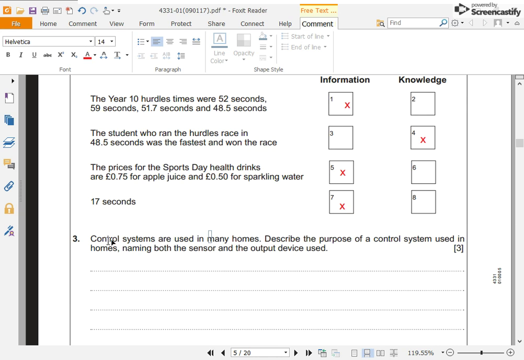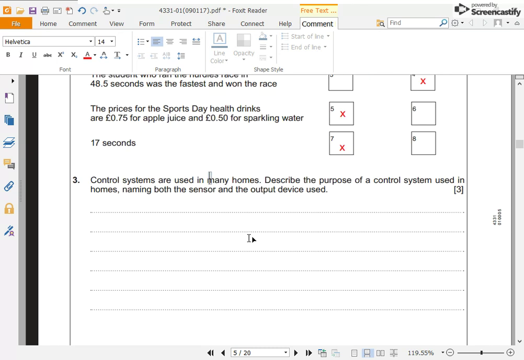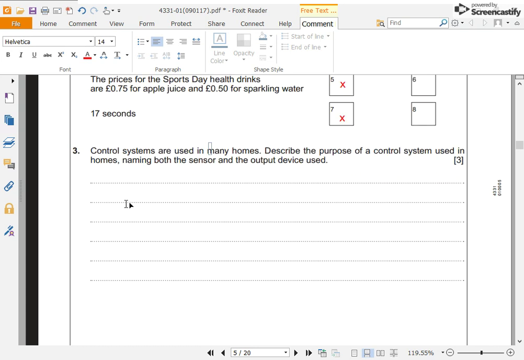Okay, and next up, number 3, control systems are used in many homes. Describe the purpose of a control system used in homes, naming both the sensor and the output device. So we've talked a lot about these. There are some specific sensors that you need to talk about, and you need to be specific about your output devices as well. So I'll give you 30 seconds to do that.